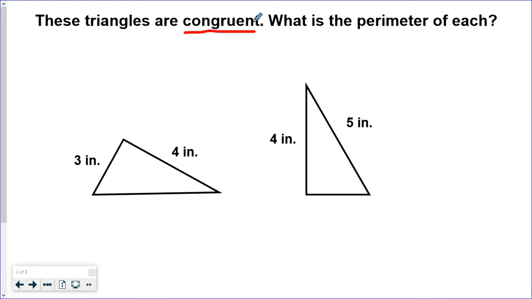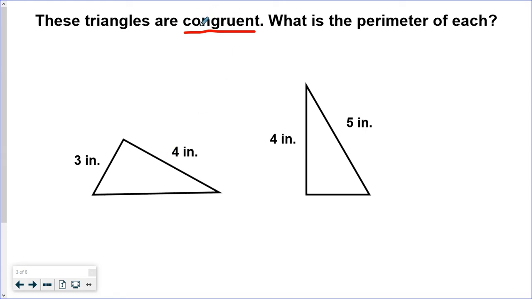They are congruent, which means they're the same size and they're the same shape. So what they're saying is, what would be the perimeter of each one of the figures? Well, here's the good news. If we can find the perimeter of one of them, the other one is the exact same number, because congruent means they're the same size and they're the same shape.